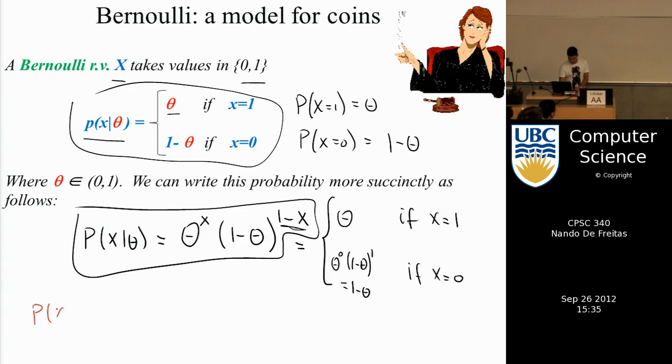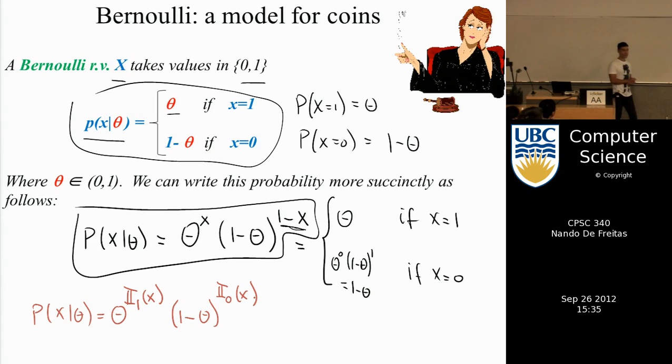I will also write this as p of x given theta as theta indicator of the set 1 of x times 1 minus theta indicator of the set 0 of x. If x is 1, that's equal to theta. If x is 0, that's equal to 1 minus theta. Because if x equals 1, the indicator of 1 will be 1, the indicator of 0 will be 0, and so we only get the first term, and then symmetrically we only get the other term.